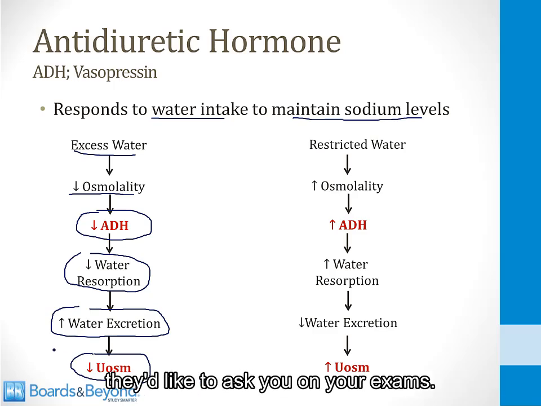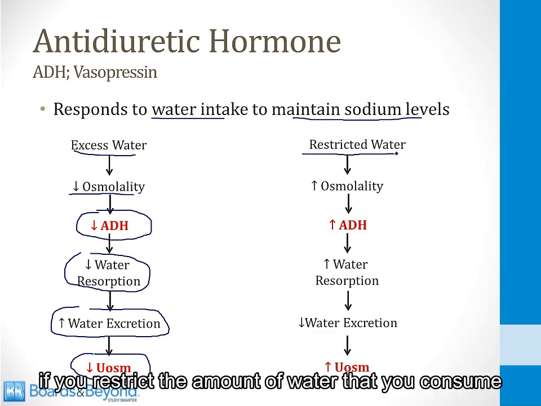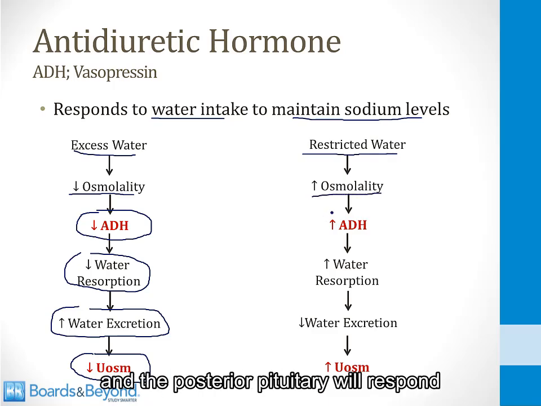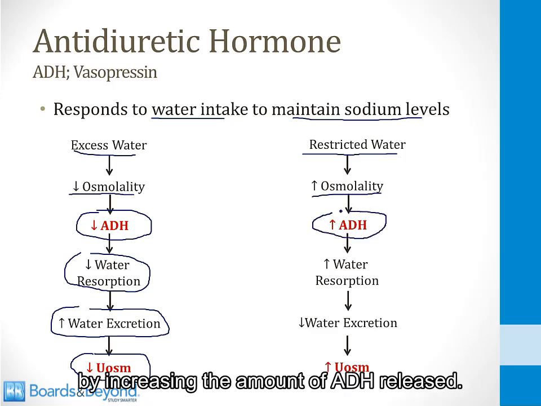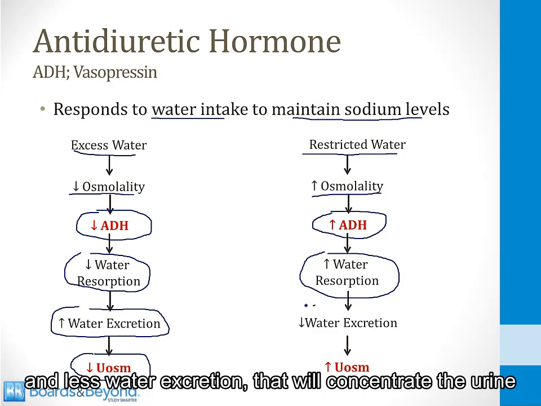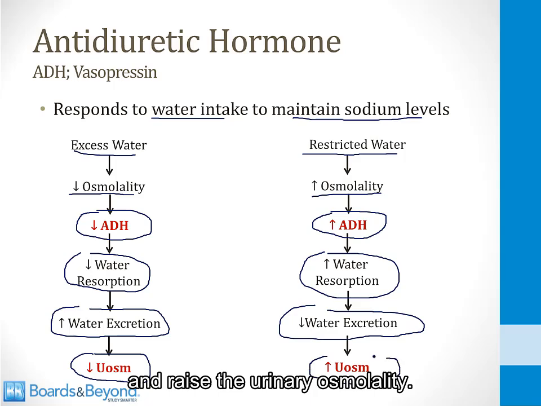These are the types of things they like to ask you on your exams. On the other hand, if you restrict the amount of water that you consume, this will raise the plasma osmolality, and the posterior pituitary will respond by increasing the amount of ADH released. This will lead to increased water resorption by the kidneys and less water excretion. That will concentrate the urine and raise the urinary osmolality.